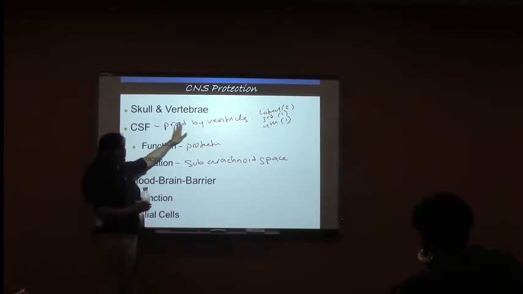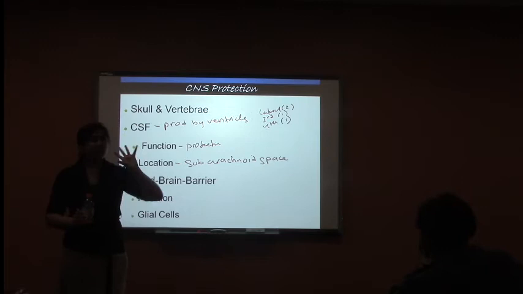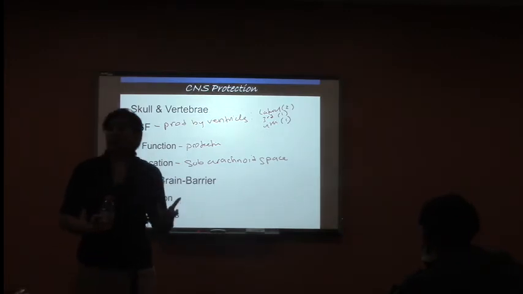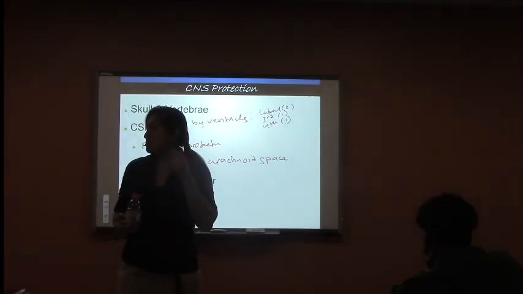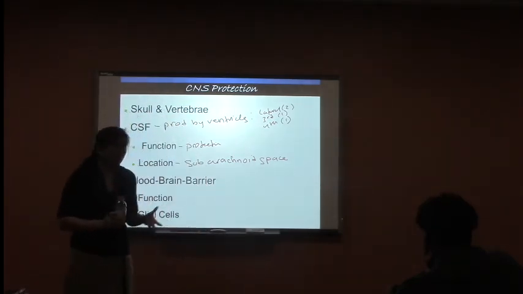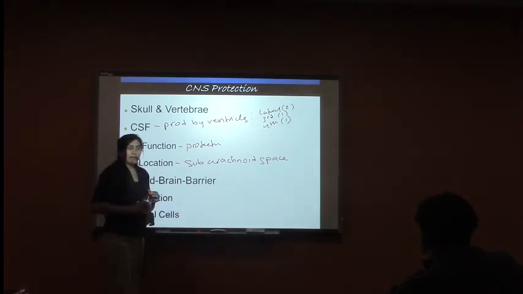Plan B is CSF, cerebrospinal fluid, which is produced by the ventricles. It's a fluid that surrounds the brain and the spinal cord. It's found in a space called the subarachnoid space. It's a shock absorber, okay, and it bathes the spinal cord and the brain.